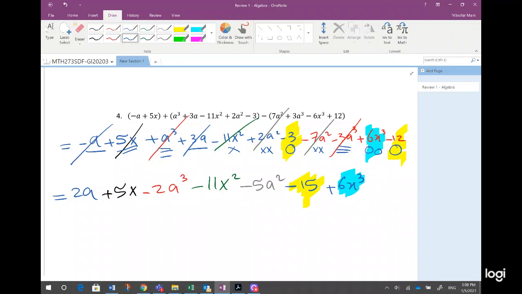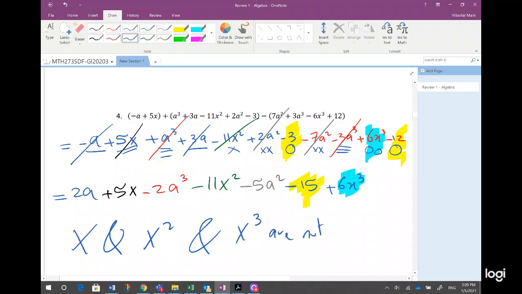Yes. Okay, so at the end I have 2a plus 5x minus 2a cubed minus 11x squared minus 5a squared minus 15 plus 6x squared. Yes, I know some of them are a and a squared and a cubed, and x and x squared and x cubed, and another number, but they are not like each other. X and x squared and x cubed are not like terms. I want to emphasize that.